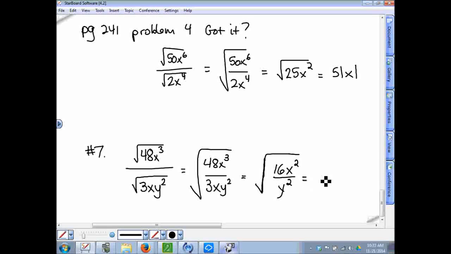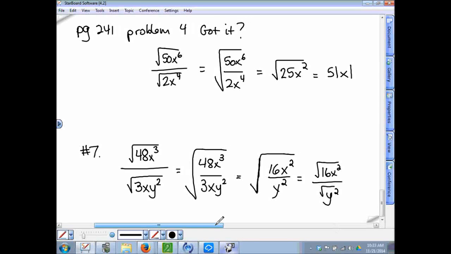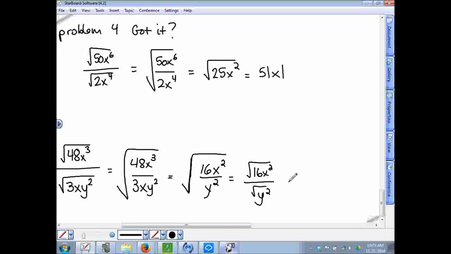I would actually recommend now that we go back to separate square roots, like this. So we combine them to simplify the fraction, but now we separate the square roots to simplify the radicals. You can go back and forth a number of times in the same problem, doesn't matter. So what's the square root of 16x squared? 4 times the absolute value of x, divided by the absolute value of y. Tricky, tricky.